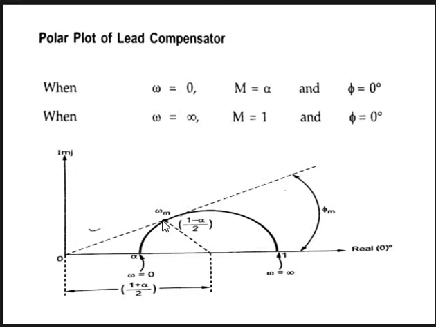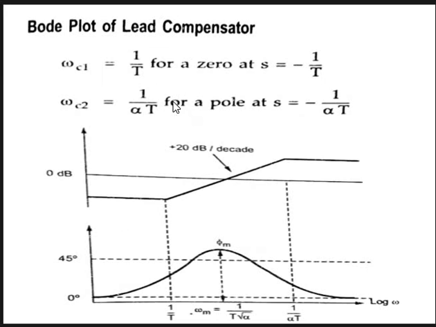So this is the maximum value. So draw the polar plot like this. So this is the polar plot for the lead compensator. Now I want to draw the Bode plot for the lead compensator.